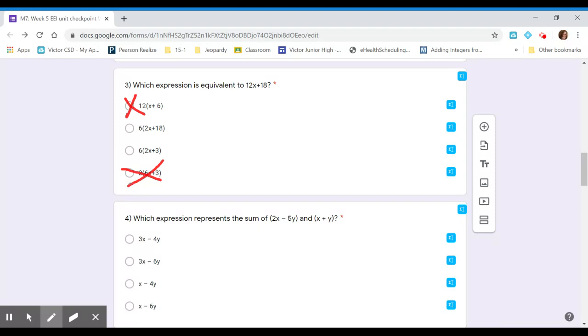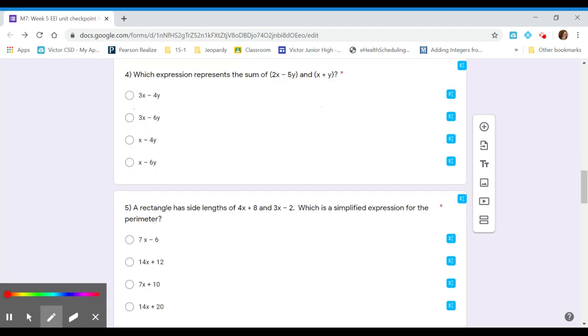One thing you could do is you could just distribute both of these choices and see which one works. And you're going to find that this one works here. So the third choice is the answer here. If we were to distribute that, we could check because 6 times 2x is 12x, 6 times 3 is 18. So this one is going to be our correct choice.